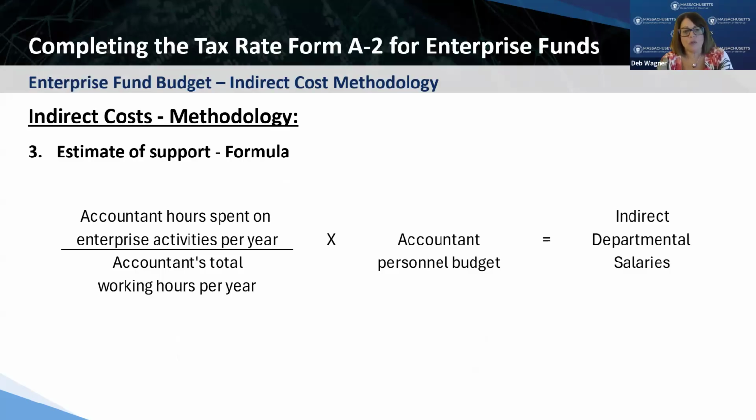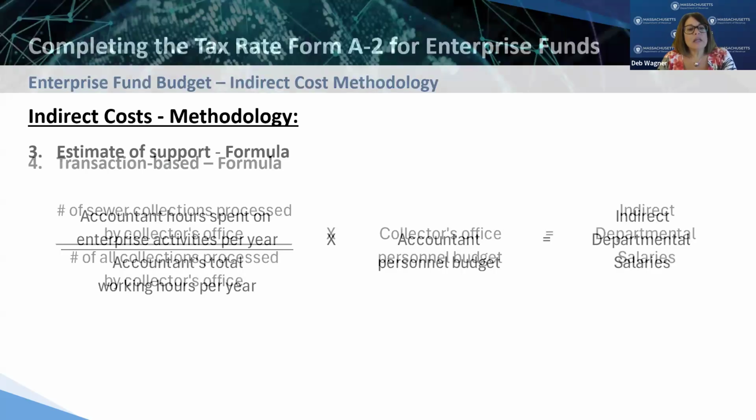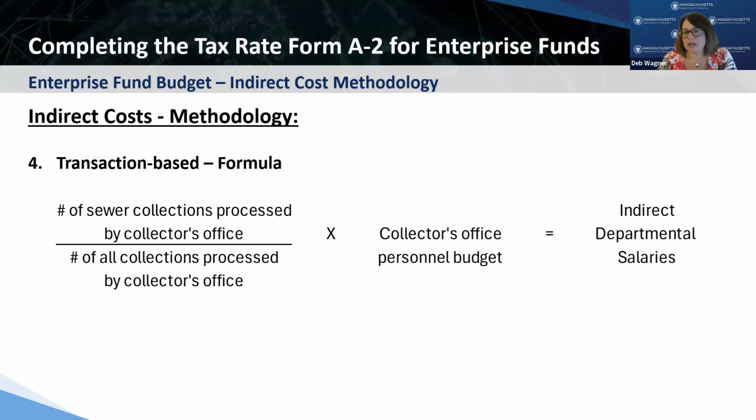So for example, an accountant's hours spent on enterprise activities per year divided by the total working hours per year of the accountant, times the accountant's personnel budget. That might be the amount that you decide to attribute to the enterprise fund as indirect costs for the accountant for the fiscal year. And then this is basically the same calculation, but it's done based on number of transactions.